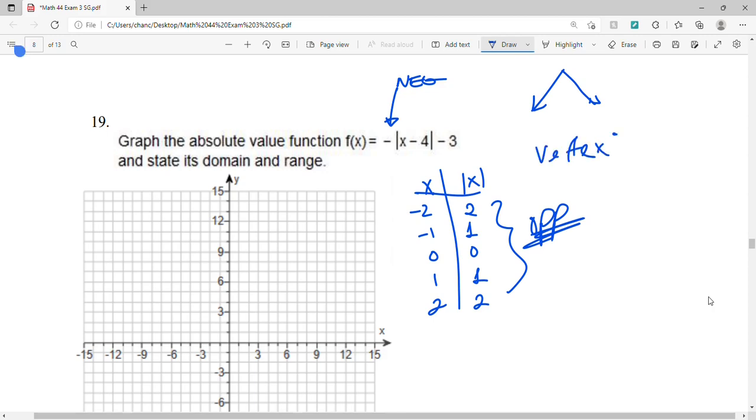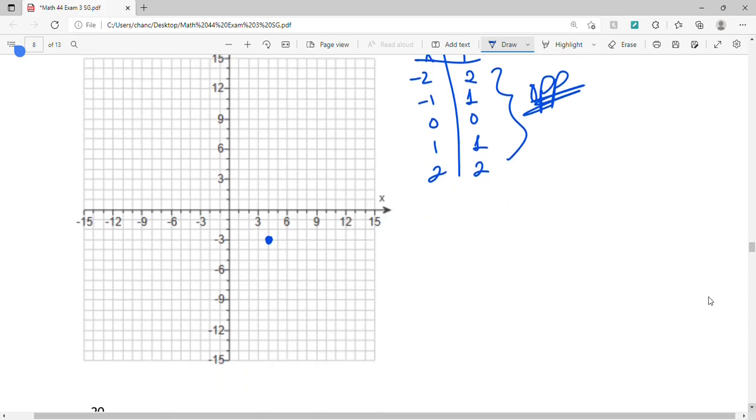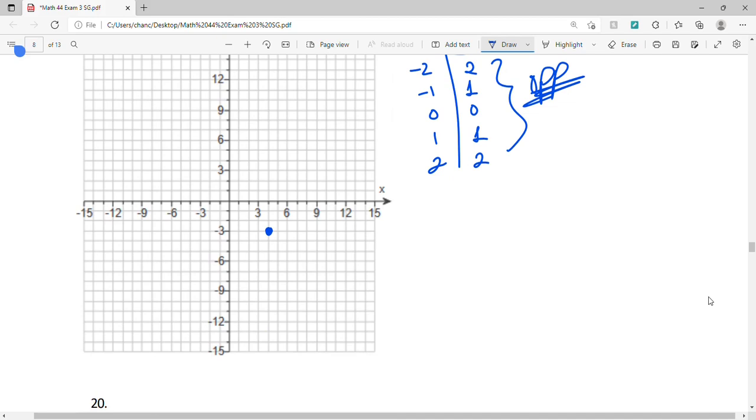So we'll start with the vertex. What's the vertex? It's the point 4, comma, negative 3. We'll start with that. 4, comma, negative 3 is located here. And so we'll go left 2, but instead of up 2, we're going to go down 2. Always restart at the vertex. Left 1, down 1. Restart at the vertex. Right 1, down 1. Restart at the vertex. Right 2, down 2. So we have an upside down V shape here for our absolute value graph.